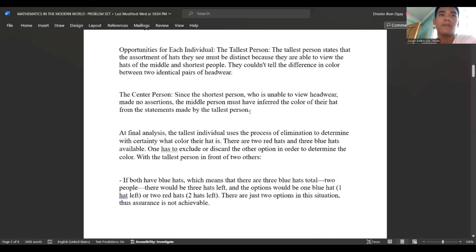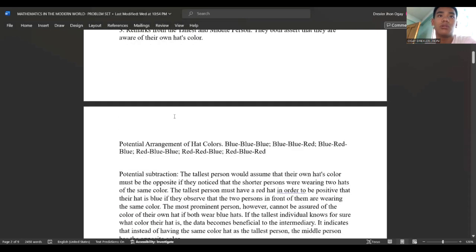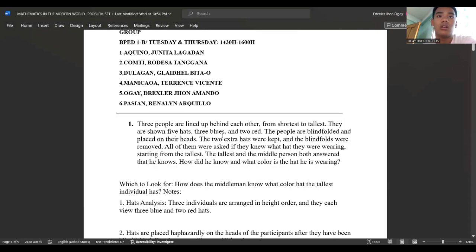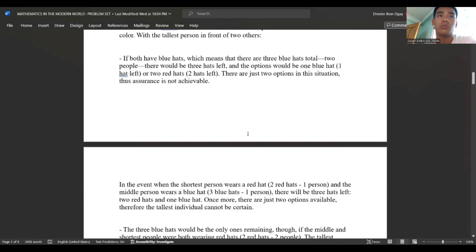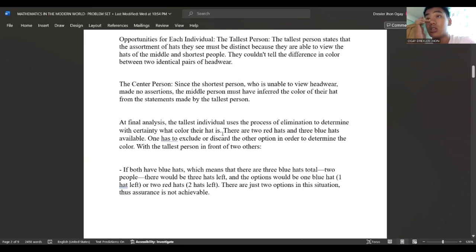At the final analysis, the tallest individual uses the process of elimination to determine which hat. So, nag-eliminate siya. Therefore, inisip niya, ako yung tallest, red. So, therefore, may apat na lang na red. Line up, 5 hats: 3 blues and 2 red. So, sasabihin na natin yung dalawa, middle at saka tall. Nag-assumption siya.